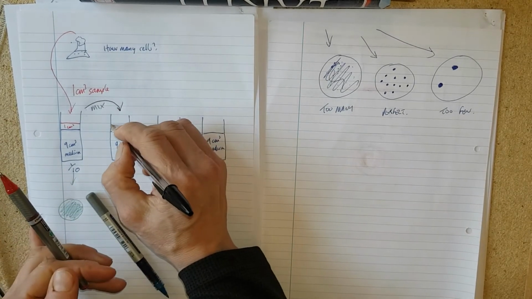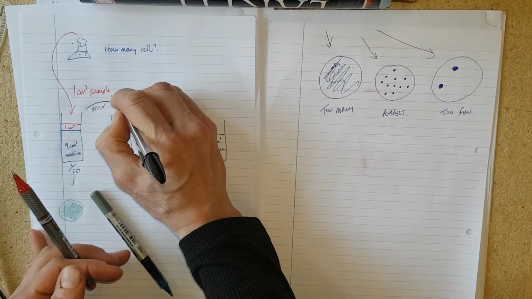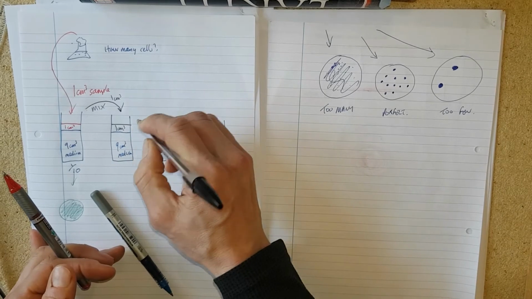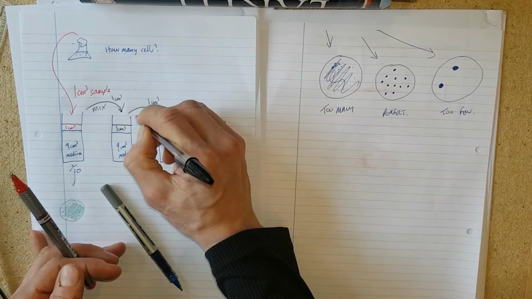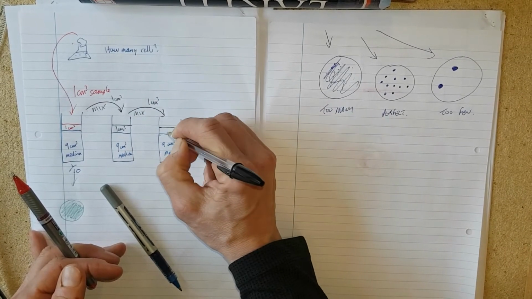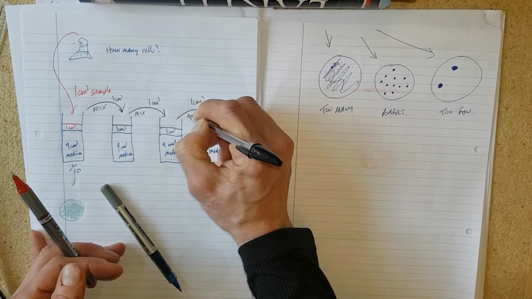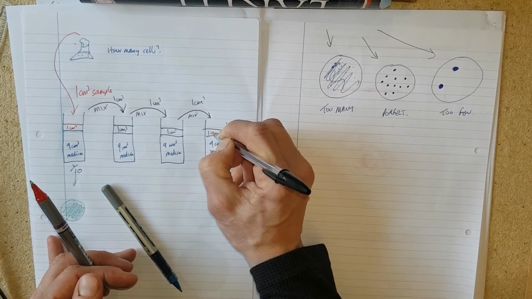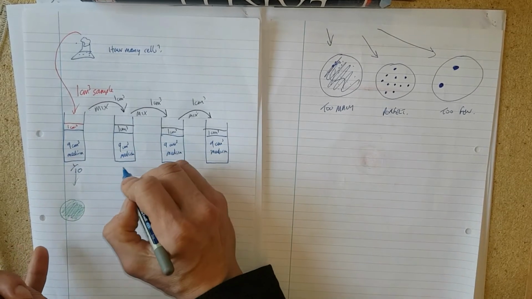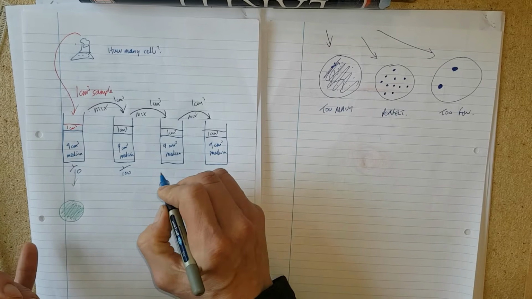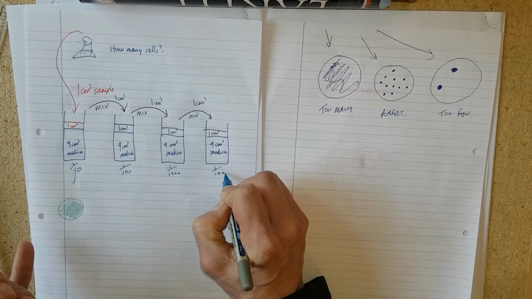So 1 cm cubed goes in there. And then we mix that, do the same thing, put that in there. So 1 cm cubed after mixing. And then we do the same thing again, 1 cm cubed after mixing it, and that goes in there. And so each time we're doing a kind of 1 in 10 dilution. So this one is actually 1 in 100. This one is 1 in 1,000. And then this one is 1 in 10,000.